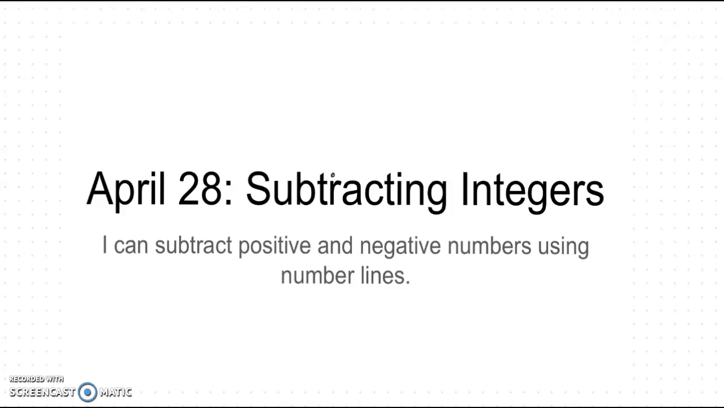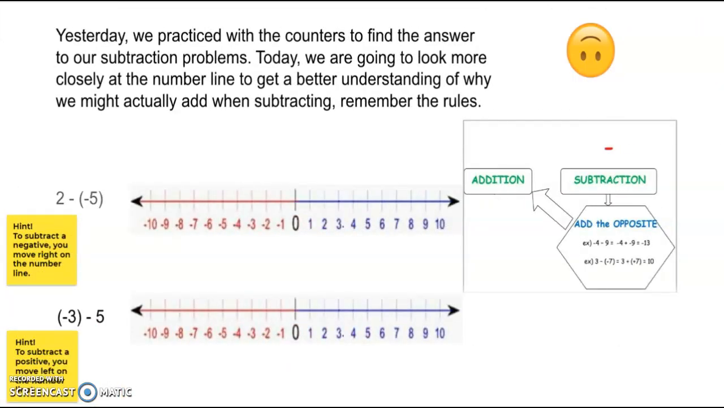Today we are going to be continuing practicing subtracting integers. Yesterday we used the strategy of two color counters. Today we are going to use number lines. Some of you may like the number lines better, some of you may not. That's up to you guys. We're just trying to provide you with more than one strategy. So our I can statement, so please write this down, is I can subtract positive and negative numbers using the number line, okay? So let's go to our first example.